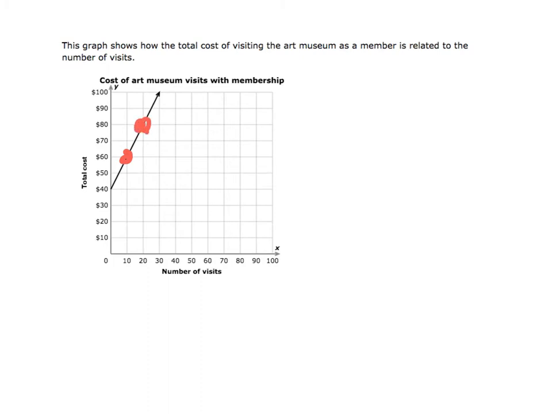That's an intersection. So if I go up 2 boxes, whoop, whoop, I'm going up $20. And then if I go over 1 box from 10 visits to 20 visits, that's 10 visits, not just one visit.